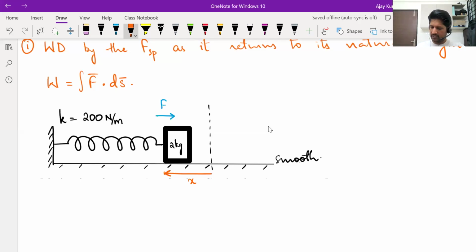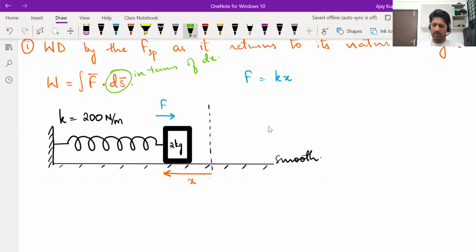Okay, the compression in the spring is what you call x, and the force depends on that. We know the magnitude of the force is kx. Next, you have to express the displacement ds. You can't simply integrate kx ds because x is a variable, so you have to integrate with respect to that variable only. So you'll have to express the displacement ds in terms of dx.